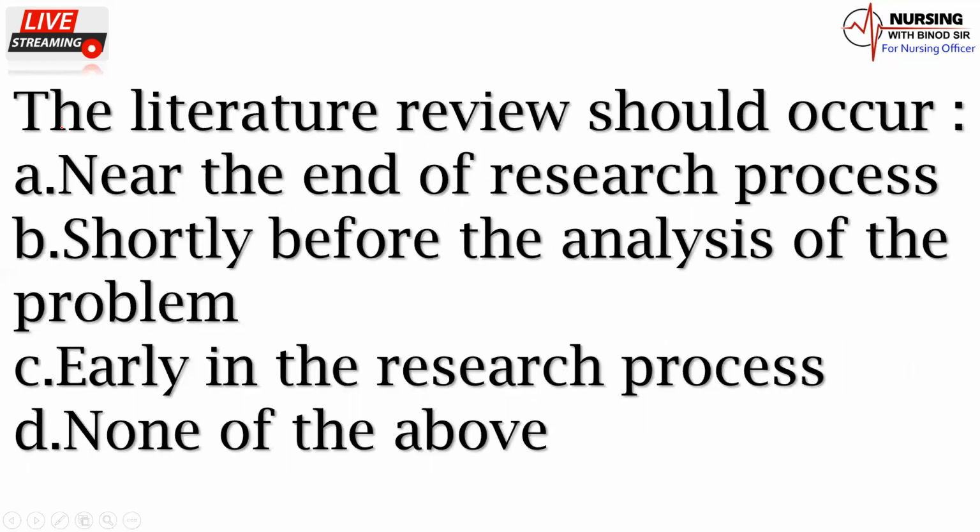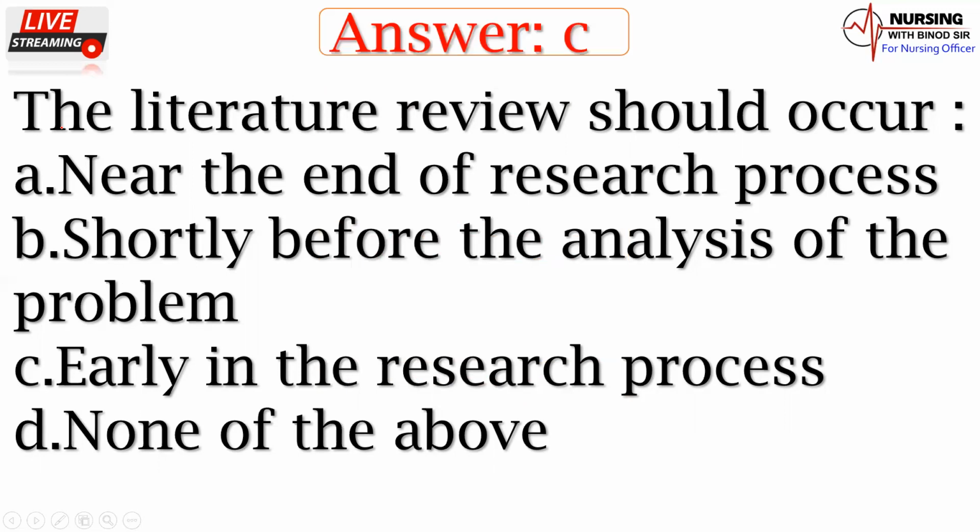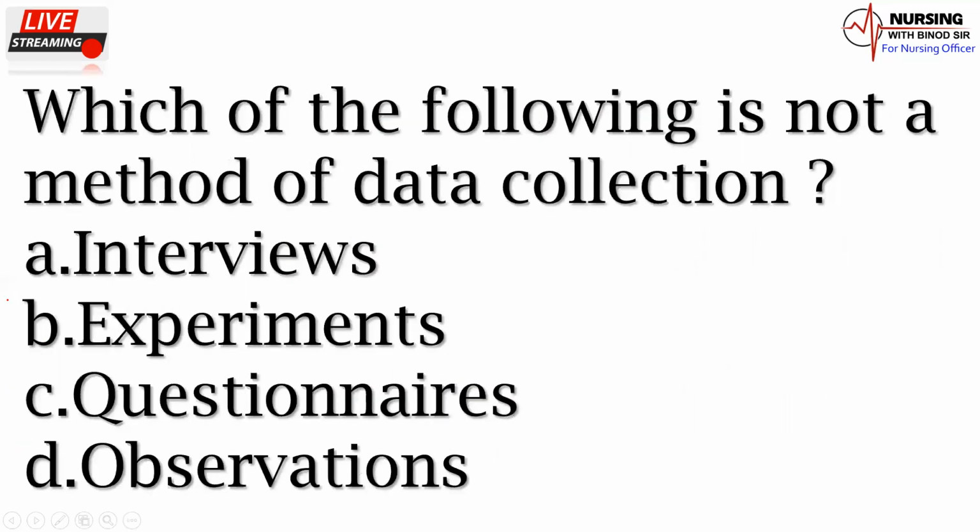The literature review should occur: option A, near the end of research process. B option, shortly before the analysis of the problem. C option, early in the research process. D option, none of the above. So put your right response in the chat box. Here the right answer would be the C option, early in the research process. You must have to remember this. Have you got it? Now we'll come back to next question.